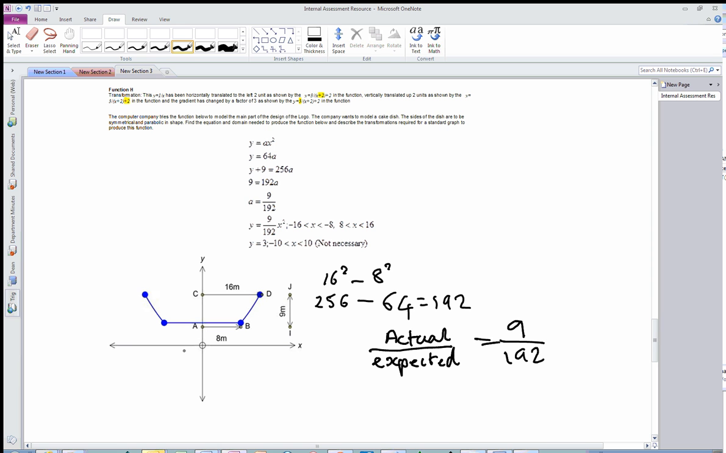Right, now you have a straight line that goes across here. This is at y equals 3. That's from minus 10 to 10. And your other ones are between minus 16 and 8 and 16. So that's where your domain comes in.